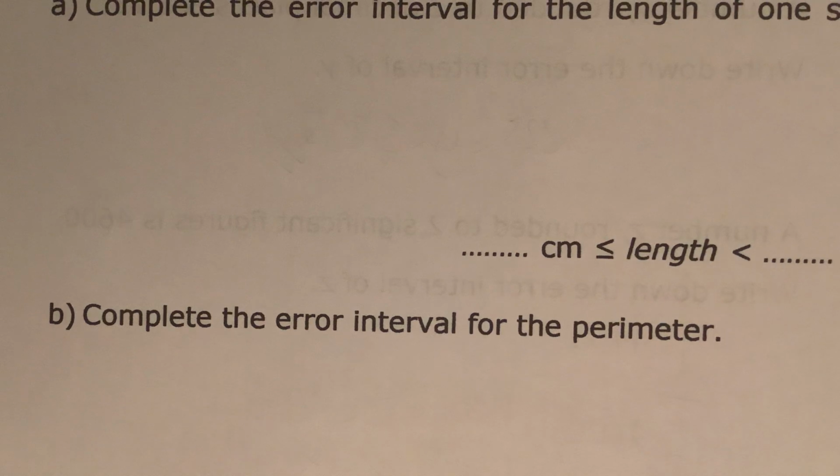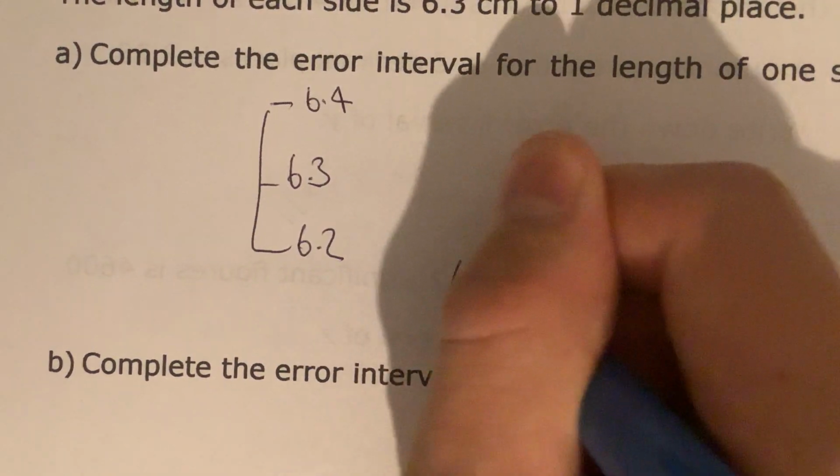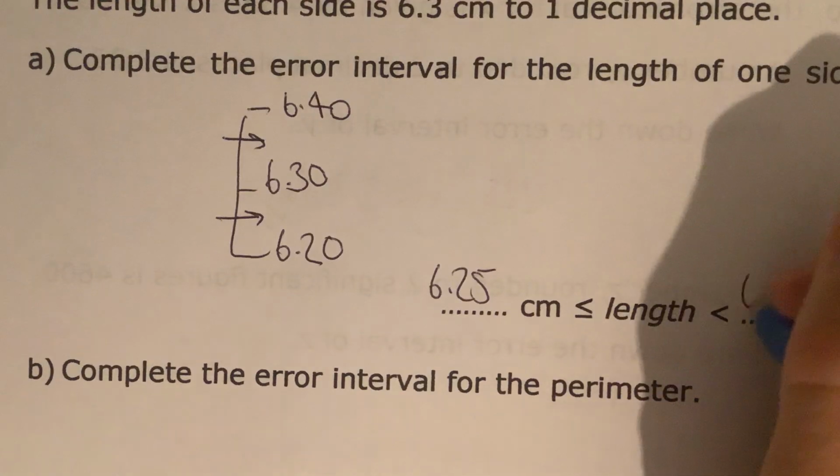Mel is drawing a quadrilateral. The length is 6.3 to 1 decimal place. Let's have a look at the error interval. So my lower bound is going to be 6.25 because it's halfway between those, with my upper bound being 6.35.